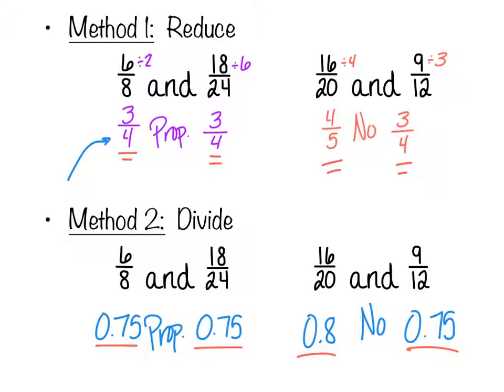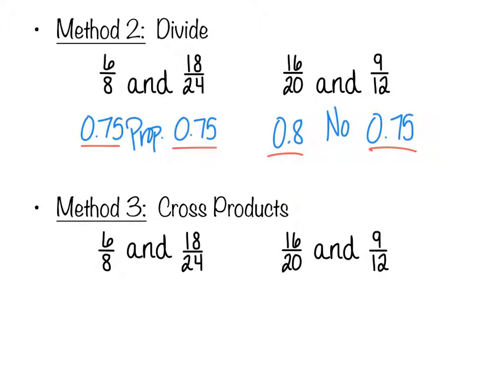So on your homework for tonight, you're going to see a bunch of yes or no questions, and you have to show your work. You have to decide which method you want to choose to show your work. You can reduce them, or you can divide them, or there's a third way that I'll show you. And that third way is using cross products.